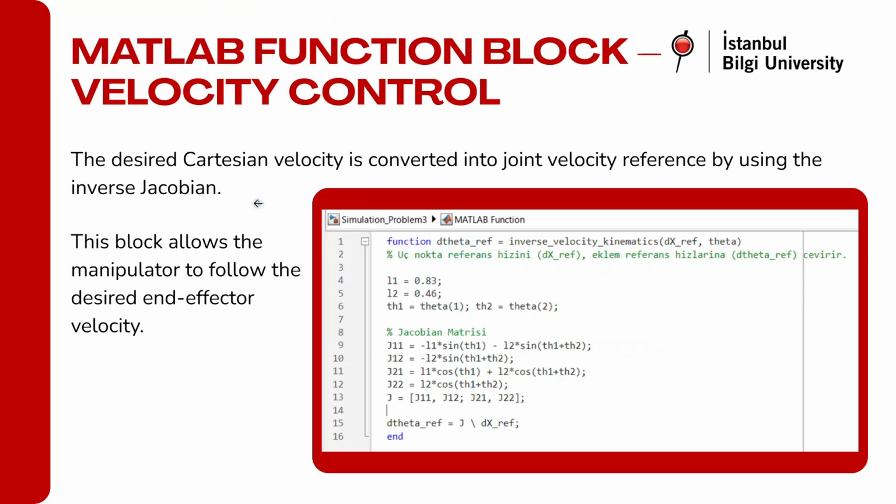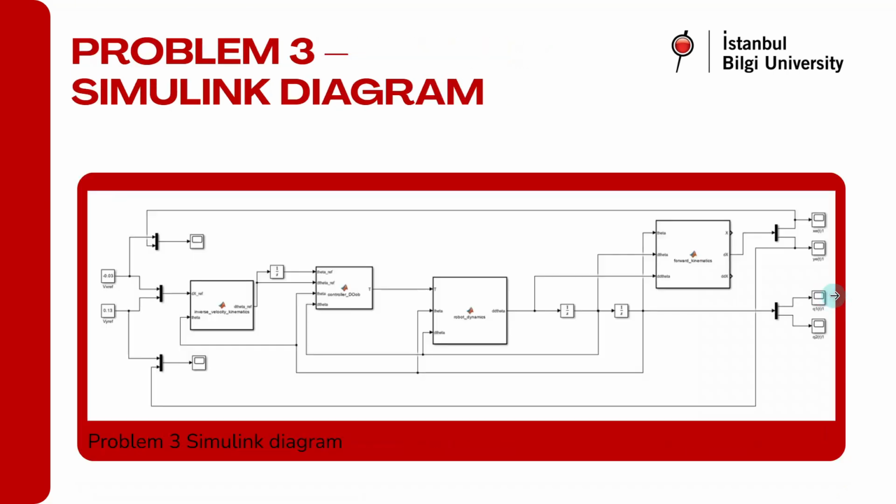The desired Cartesian velocity is converted into joint velocity reference by using the inverse Jacobian. So this block allows the manipulator to follow the desired end effector velocity. And in the block diagram, I will talk about the operation of the blocks.